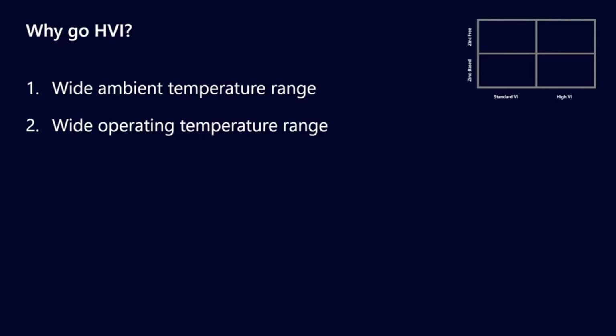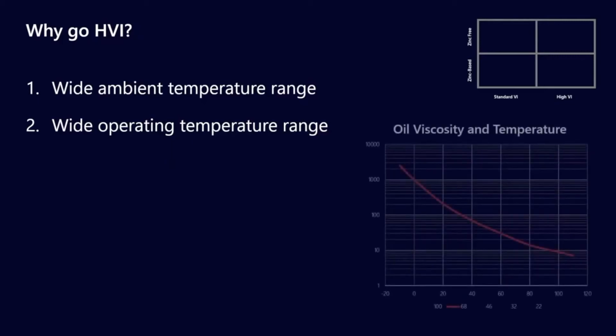So that wide ambient temperature range means that on startup, you need a really wide, a high VI to be able to cope with those conditions. The other one is a wide operating temperature range. So if you have something which is going to start relatively cold, but obviously work at a reasonably high temperature, then you need, again, something with a decent amount of VI in it so that the viscosity is not going to change dramatically over time.